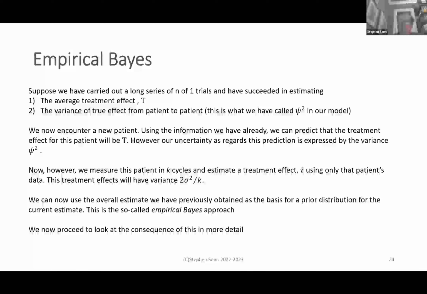Now, the interesting thing here is we're not necessarily doing better for that patient by just using their own results. It really depends on how often we've studied them and how important the within-patient variability is. But we can have the best of both worlds. We can use both estimates, the global estimate and the local estimate. Effectively, we're using the global estimate and its uncertainty as a prior distribution for the current estimate. And this is why it's referred to as an empirical Bayes approach.